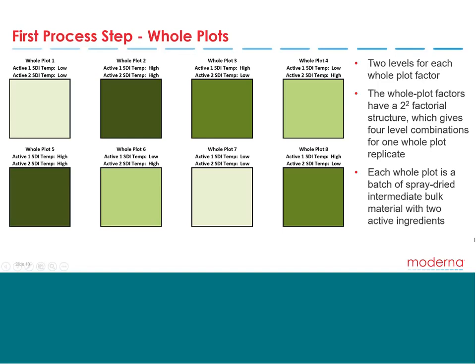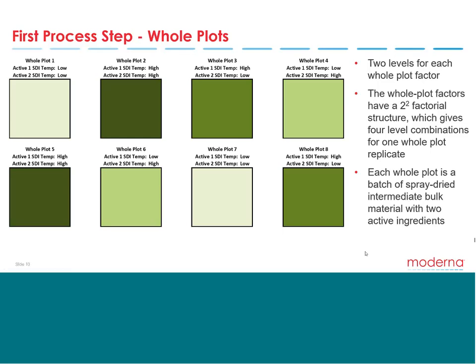So you'll see on this top row, you essentially have every combination: low-low, high-high, high-low, and low-high for the 2 temperatures in the drying chambers. And then we want to replicate these 4 level combinations again, because we need to have at least 1 replicate of our whole plot.